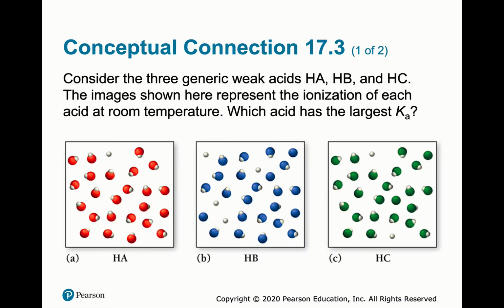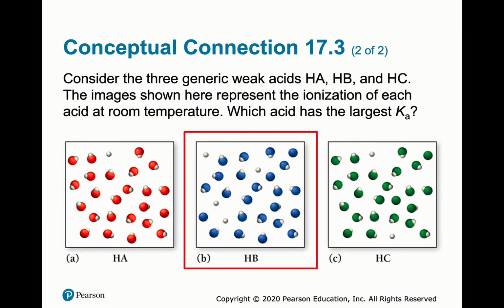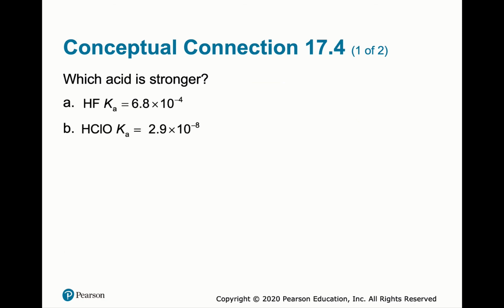So consider the three generic weak acids. The images shown here represent the ionization of each acid at room temperature. Which one has the largest Ka? It means which one is going to break apart the most, and the middle one is the one that breaks apart the most. It has the highest Ka. So which acid is stronger? It's the one with the higher Ka.